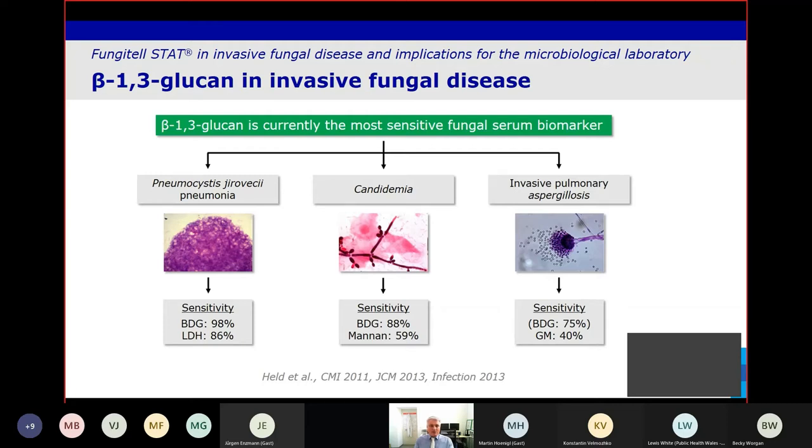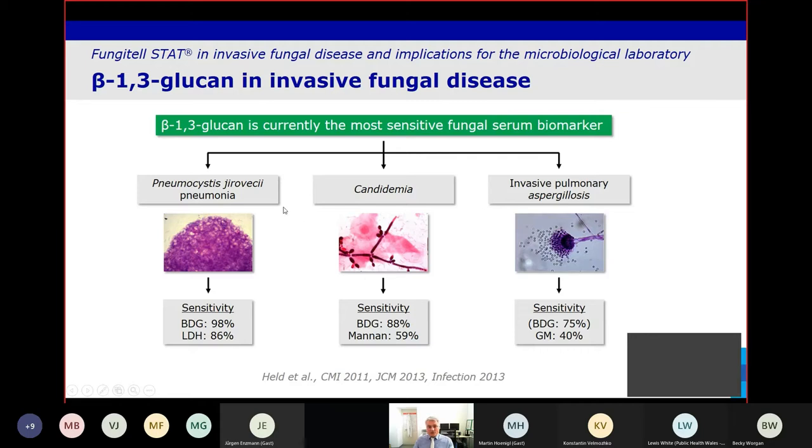In my opinion, BDG is currently the most sensitive fungal serum biomarker. Based on my experience, it has an excellent sensitivity in Pneumocystis pneumonia of nearly 100%, and it's better than its competitor, LDH, which can be measured in serum in patients with PCP and has a sensitivity of 86%. Also in patients with candidemia, BDG has a very good sensitivity of nearly 90%, while mannan has a much lower sensitivity of about 60%.